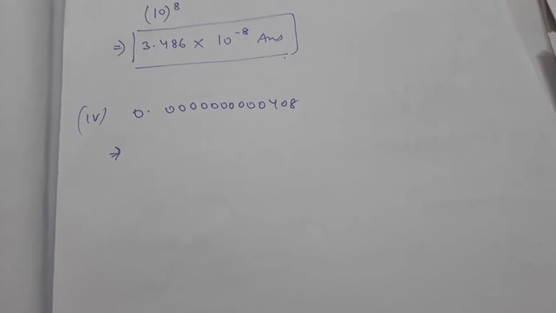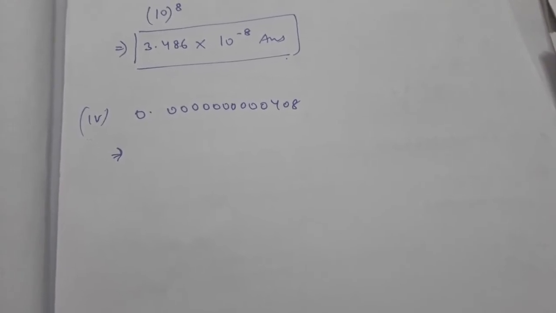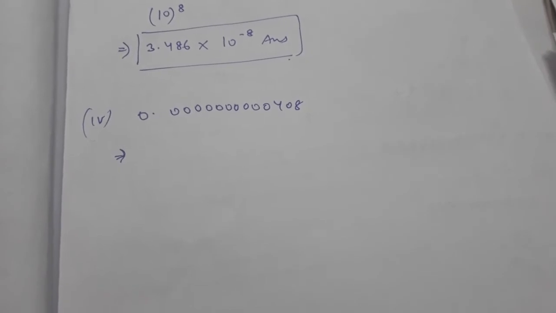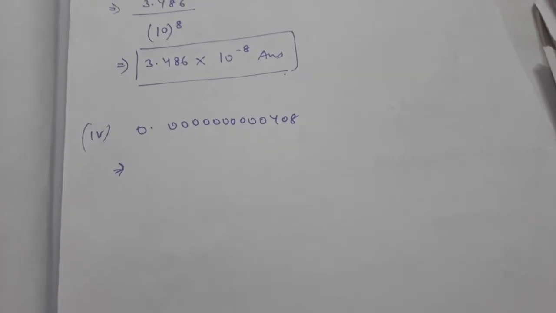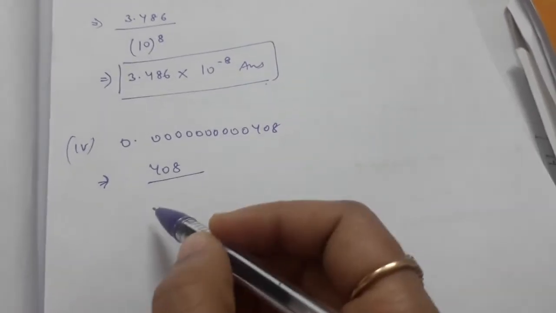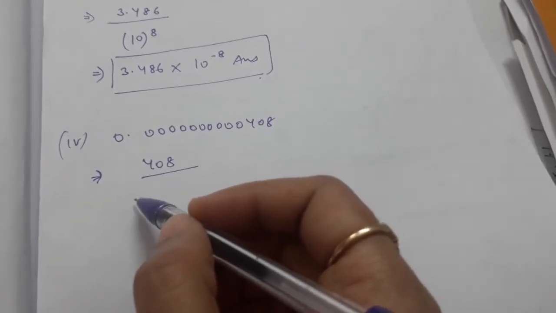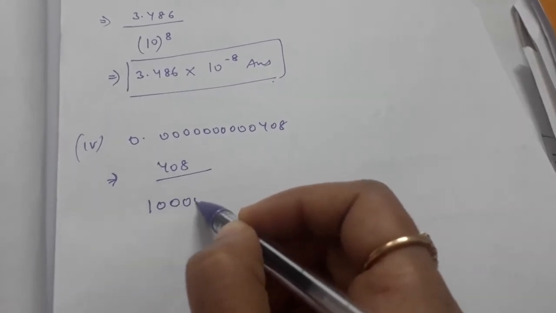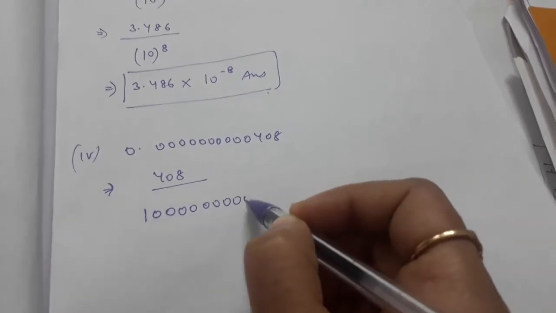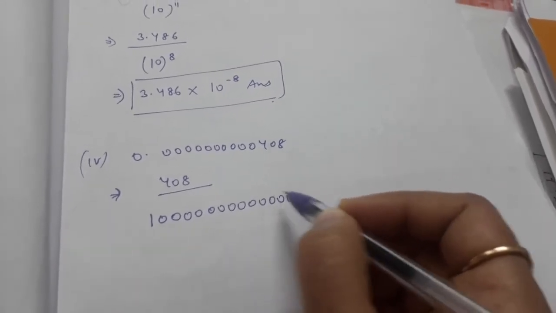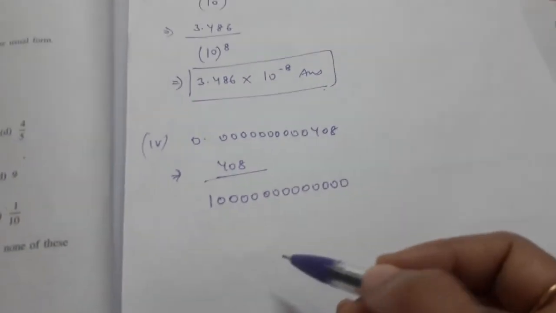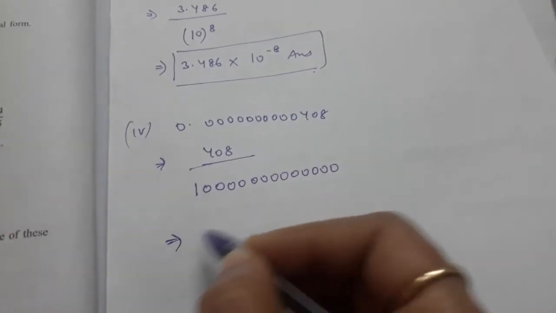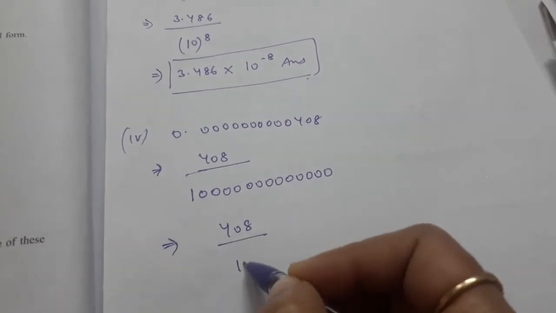In the fourth part, the number is 0.10 times 0, 408. So after the decimal, the total digits are 13. So how would we change it? We would write it as 408 by 13 times 0. So we can change it to 408 by 10 raised to the power 13.